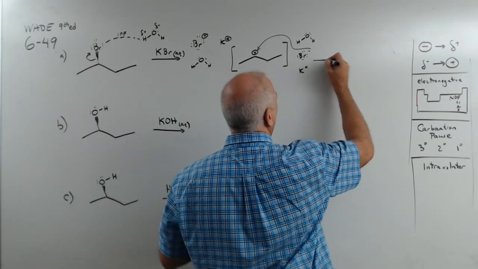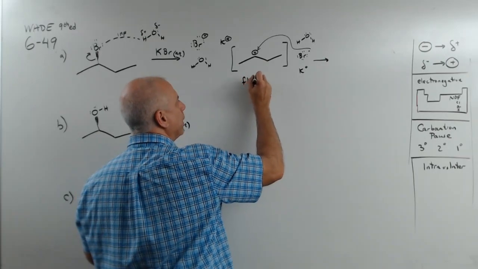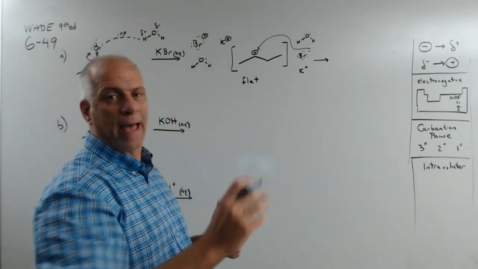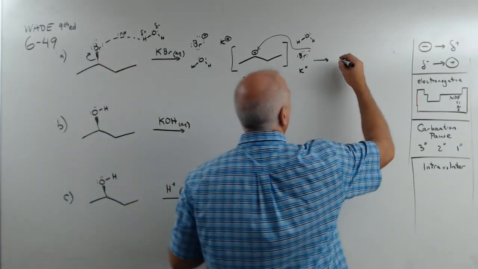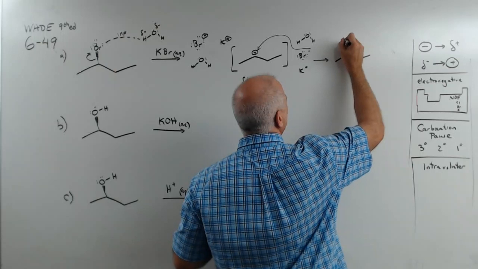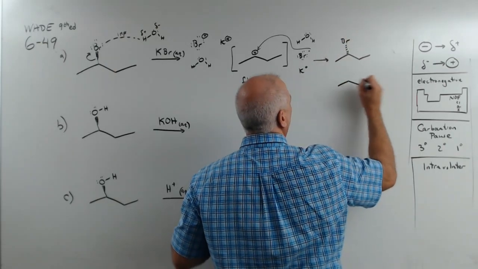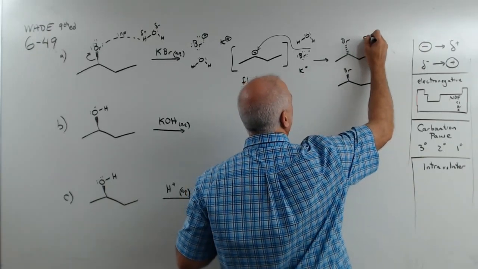And since this is a flat carbocation, the bromide is going to come attack from the front or from the back. So we're going to get a racemic mixture. We're going to get replacement bromide here and replacement bromide here, racemic mixture.